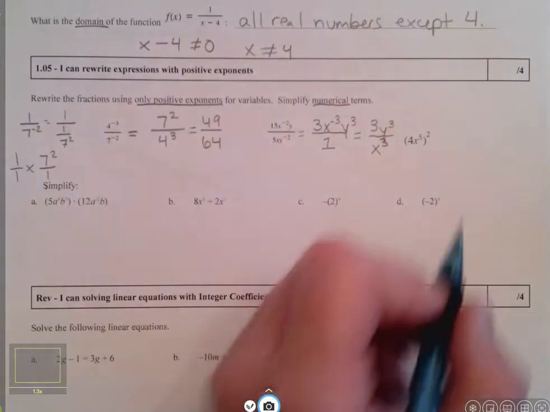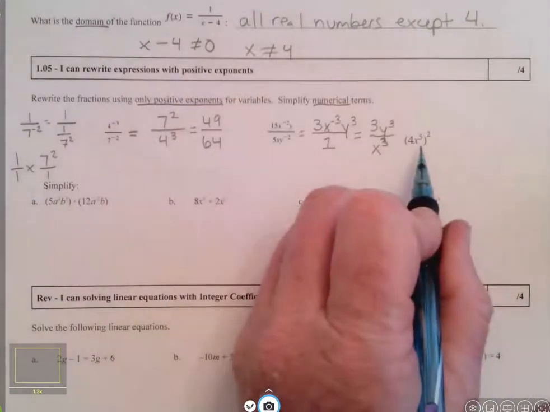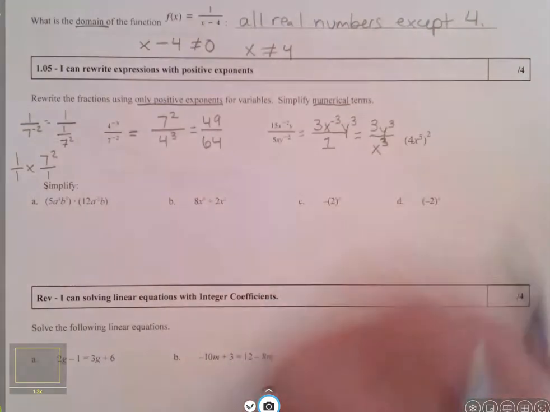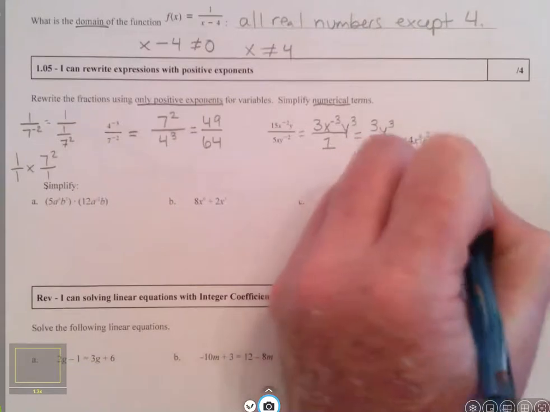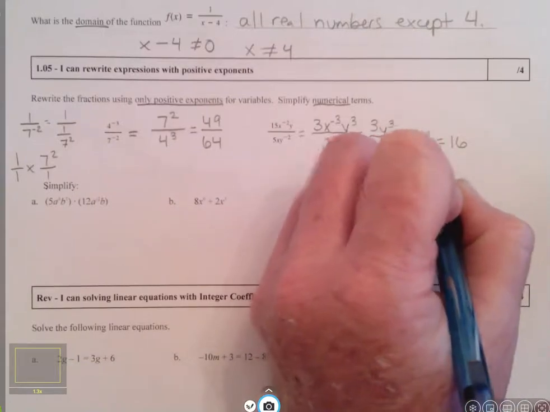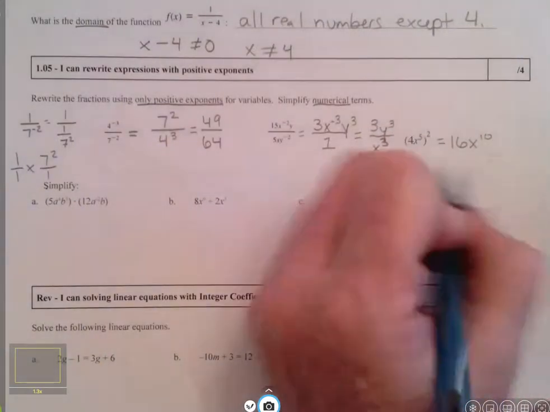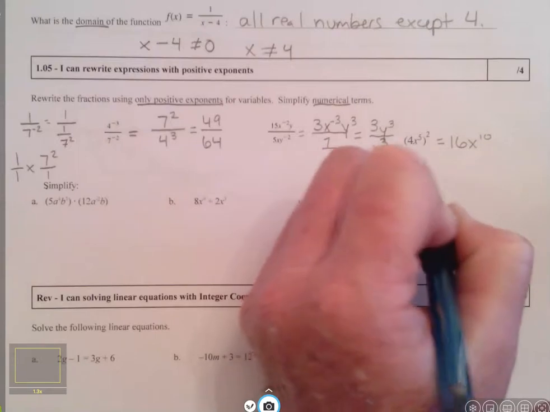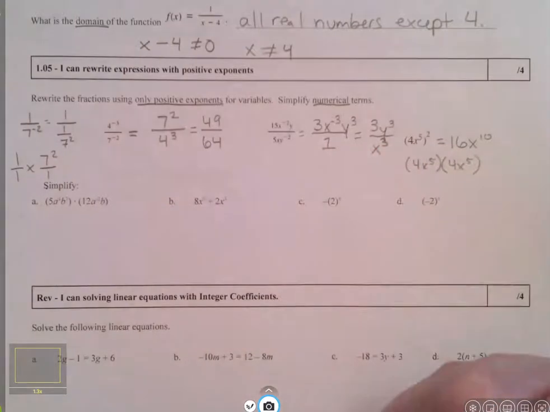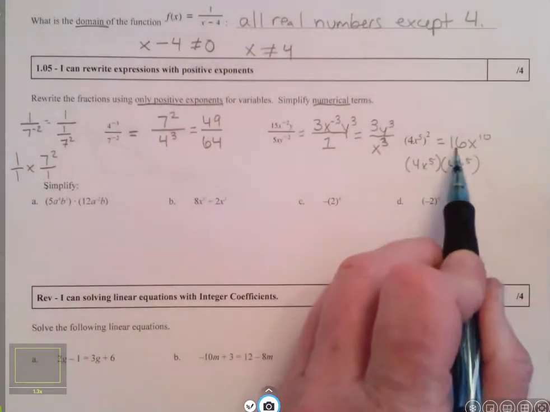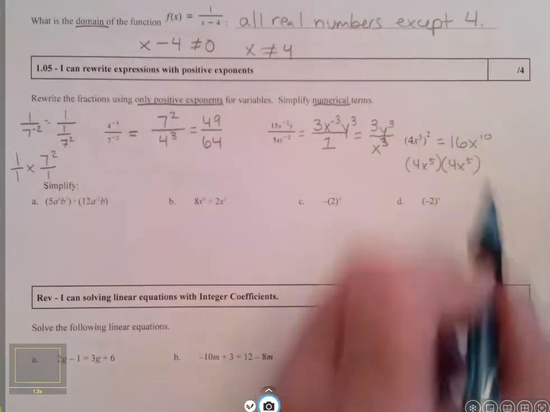Okay. Now here, this is the power of a product rule. So this is going to be 4 squared, which is 16. X to the 5th squared, we multiply these, x to the 10th. Okay, if you didn't remember that rule, think about what this actually is saying. This is 4x to the 5th squared. So it's 4x to the 5th times 4x to the 5th, which is 4 times 4, which is 16. X to the 5th times x to the 5th is x to the 10th. Okay, both ways you get the same answer.